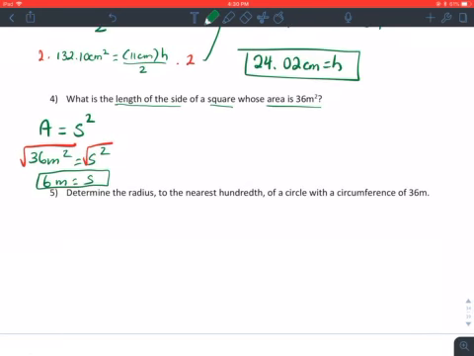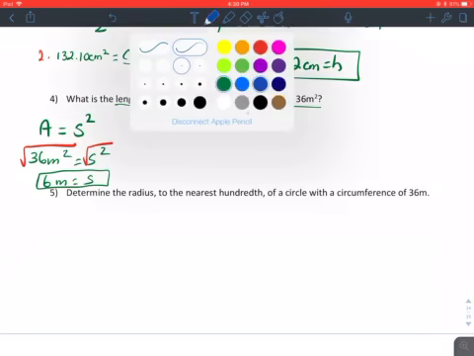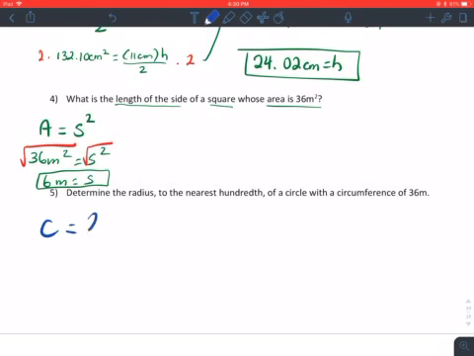So determine the radius to the nearest hundredth of a circle with a circumference of 36 meters. Okay, just above, we use that exact formula for circumference as 2 pi r. We're asked for the radius to the nearest hundredth, and I'm given the circumference. So we'll go ahead and put that in for C. So 36 meters is equal to 2 times pi times the radius we want to find.